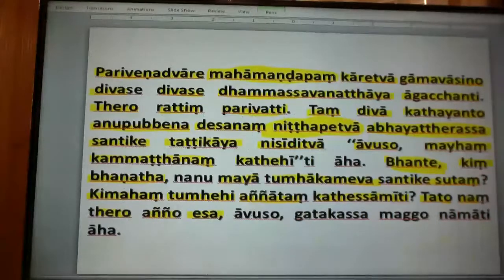But also katakasa mago. He mentioned katakasa, kata means already practiced. Mago means the way. The way how to practice, already you have done. So kata kasa mago namati aha. Because you are already practicing in that method. So it's different.